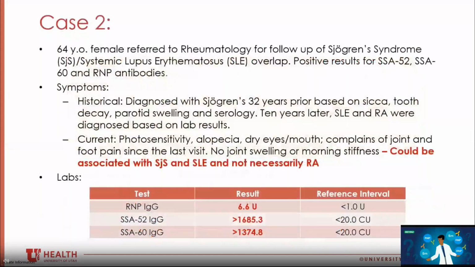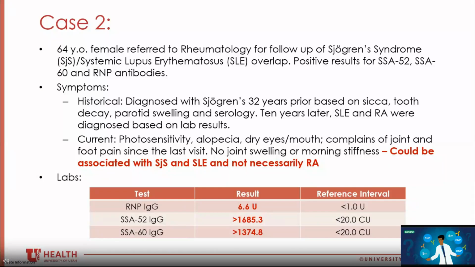Case 2 involves a 64-year-old woman who developed photosensitivity, alopecia or hair loss, dry eyes and dry mouth, and joint and foot pain. She had been diagnosed with Sjogren's syndrome 32 years earlier based on sicca, tooth decay, swelling of her parotid glands, and serologic testing. 10 years later, she was diagnosed with systemic lupus erythematosus and rheumatoid arthritis based on laboratory results.